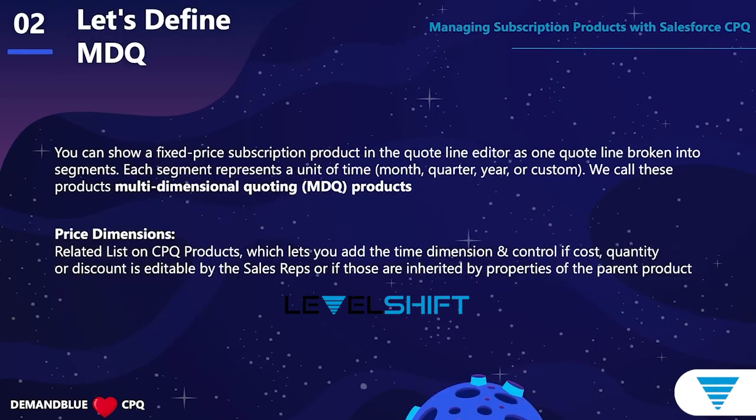Let's define MDQ. You can show a fixed price subscription product in the quote line editor as one quote line broken into multiple segments. Each segment represents a unit of time. It could be a month, a quarter, a year, or it could even be custom. We call these products multidimensional quoting products. Each segment has its own start and end date. It can be discounted or marked up independently. It has its own pricing and a quantity independent of the line's other segments.